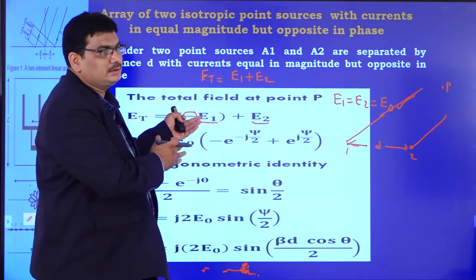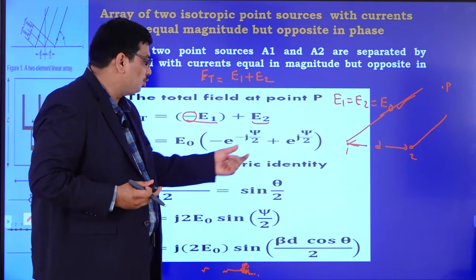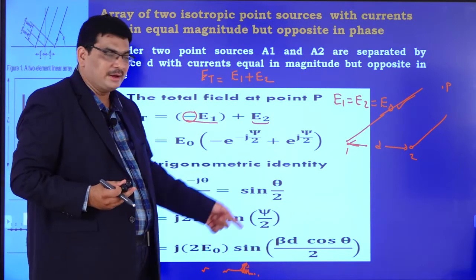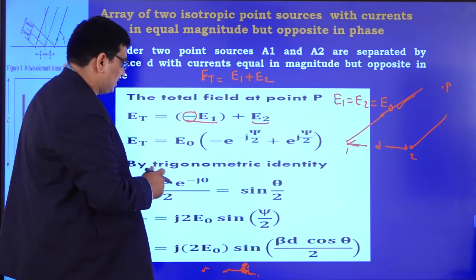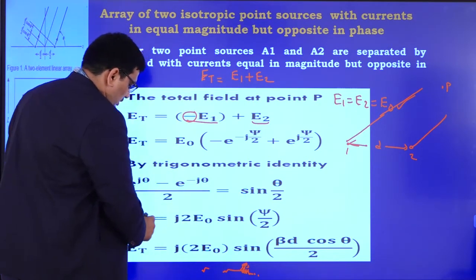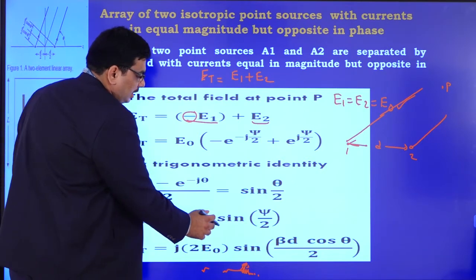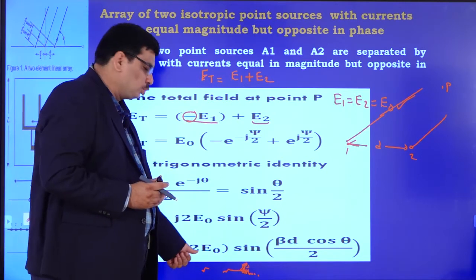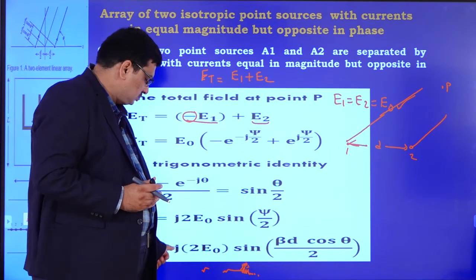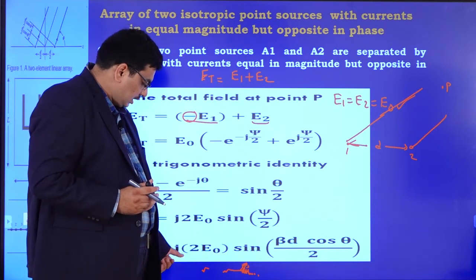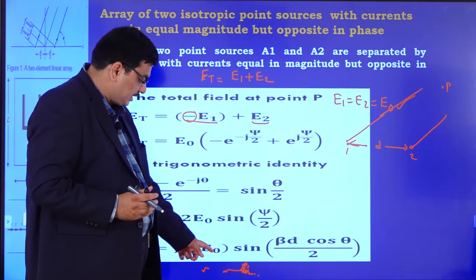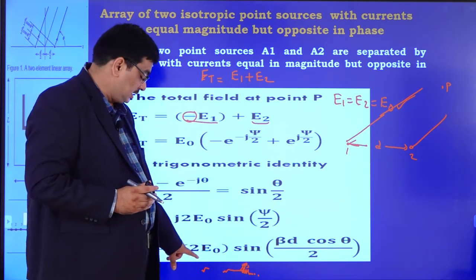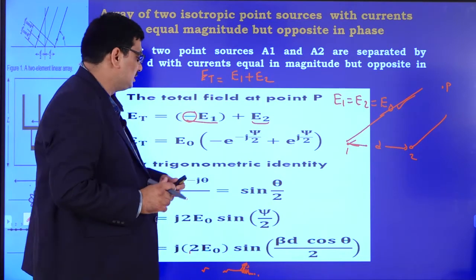So we know from the trigonometric equations that e^(jψ/2) minus e^(-jψ/2) is equal to 2j sin(ψ/2). So Et is equal to 2j E0 sin(ψ/2). Here, j into 2E0 is the phase term, and sin(βd cosθ/2) is the phase term, and 2E0 is the magnitude term.